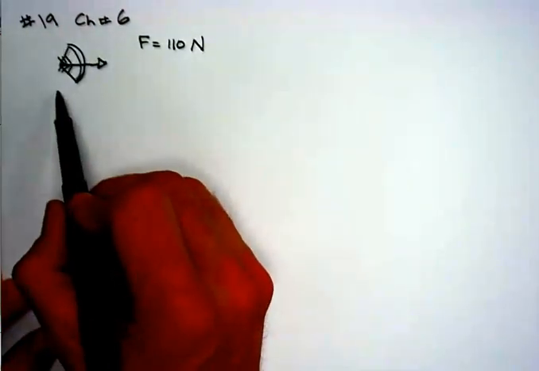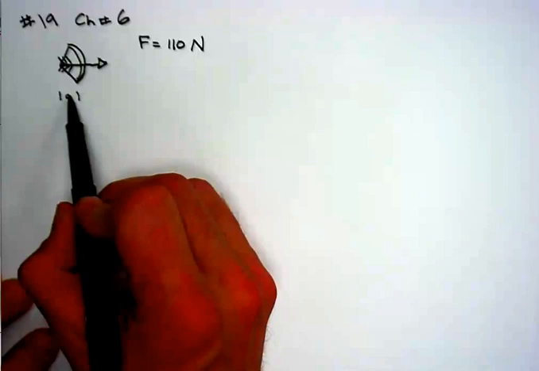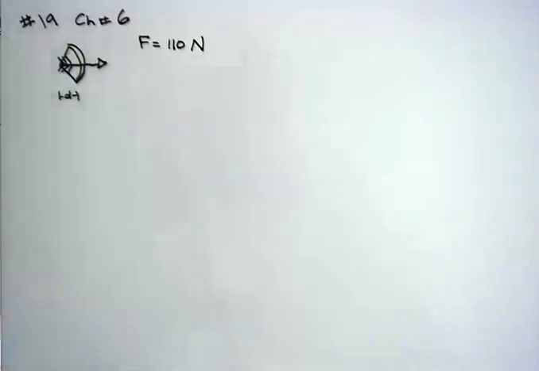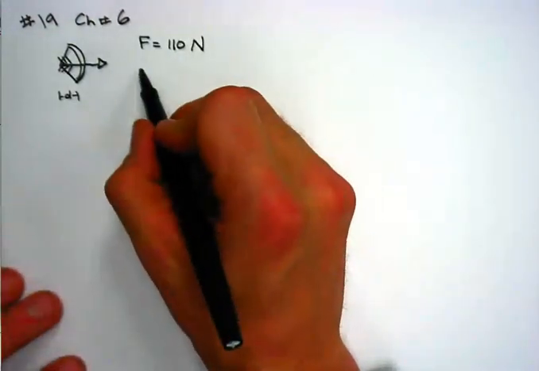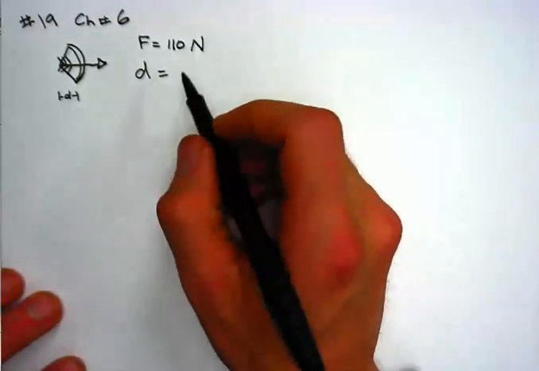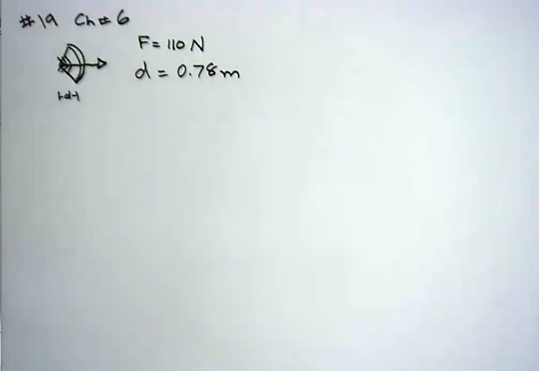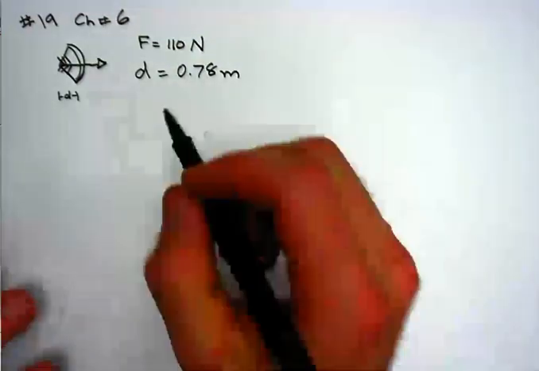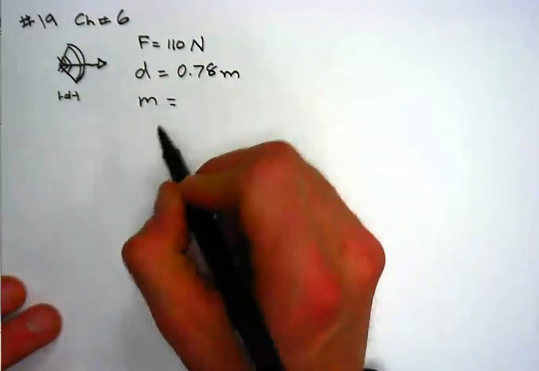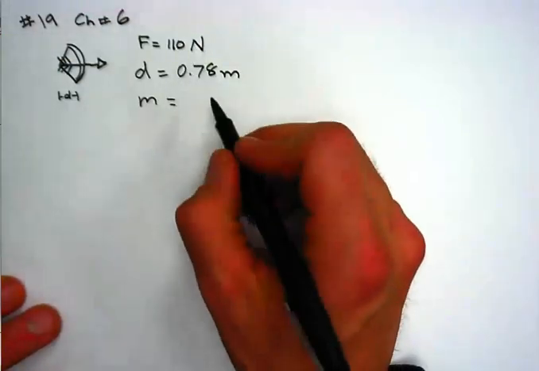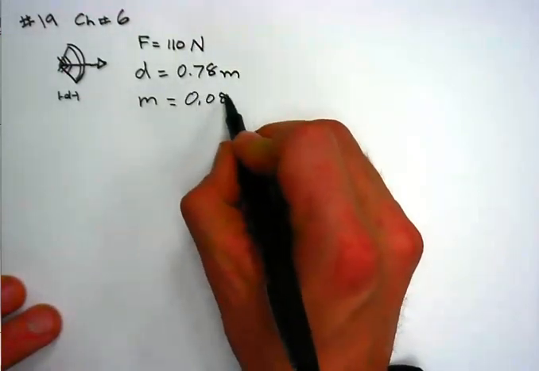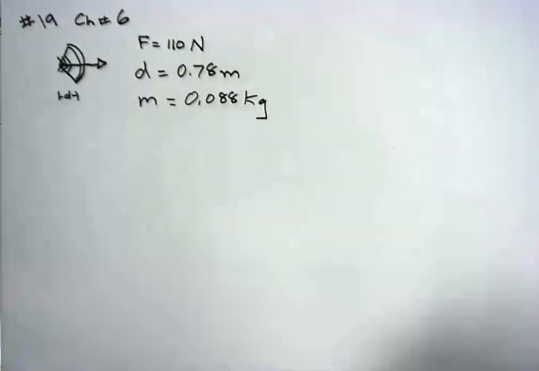I'm told that the distance from here to here, over which the string is exerting a force on the arrow, is 0.78 meters, right? 78 centimeters, 0.78 meters. I'm told that the mass of this arrow is 0.088 kilograms. Actually, they say it's 88 grams, which is 0.088 kilograms.